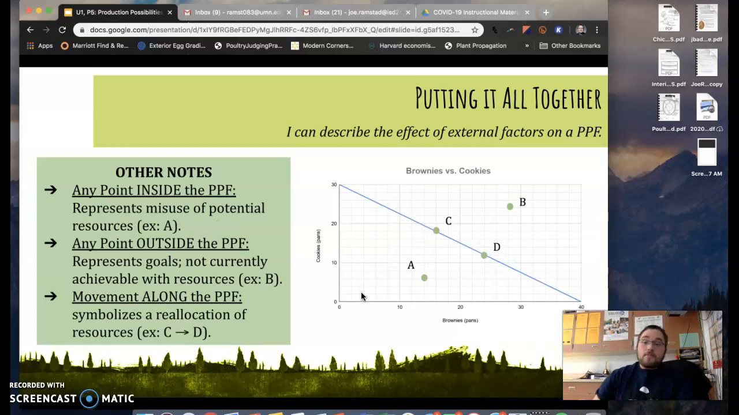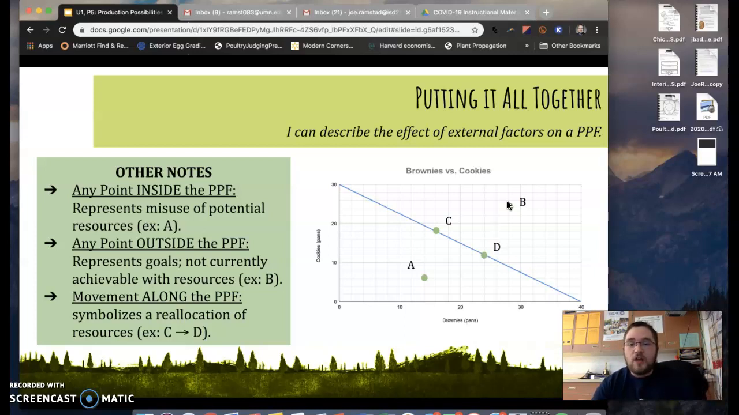So earlier in the examples I shared previously, we mentioned that there are other points along the PPF, not just the ones along the curve, but any point inside the graph. So point A, for example, represents misuse of potential resources. If we are at point A, that indicates to us as a business or a company that we are not properly allocating or using our resources. Point B, on the other hand, is way outside of our realm right now. That is a good goal. We use PPF graphs to help make goals, but at this point with the resources available, it is not attainable.